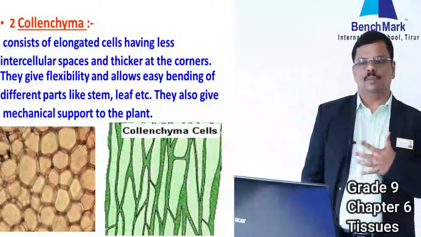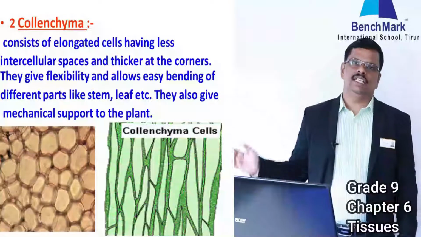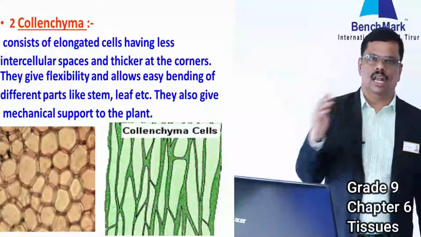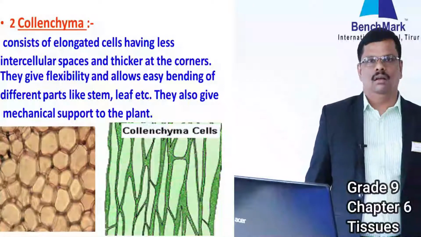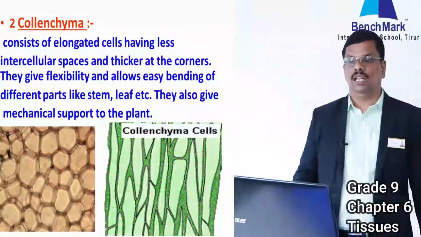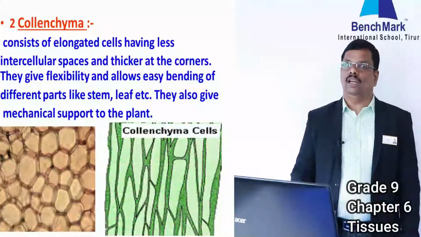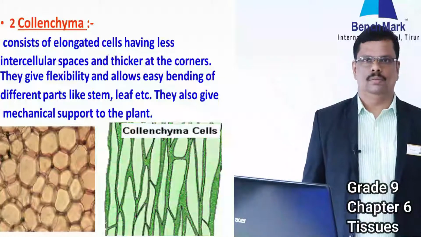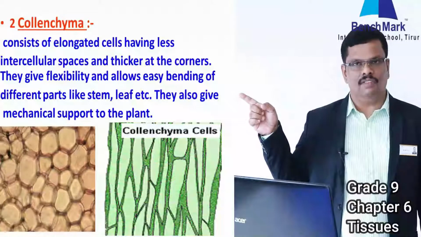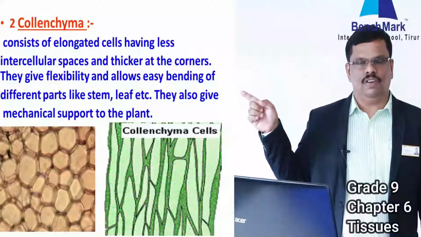So they give flexibility and allow easy bending. The collenchyma allows easy bending of parts like stem, leaves, etc. And my dear children, it gives mechanical support also. Look at the diagram very carefully, the cross-sectional view.